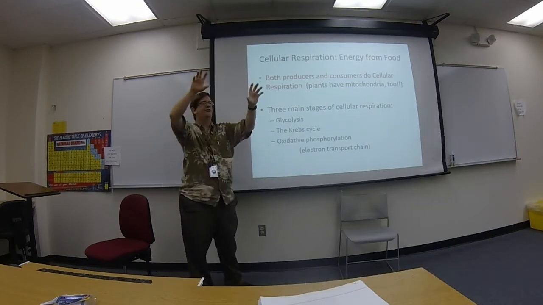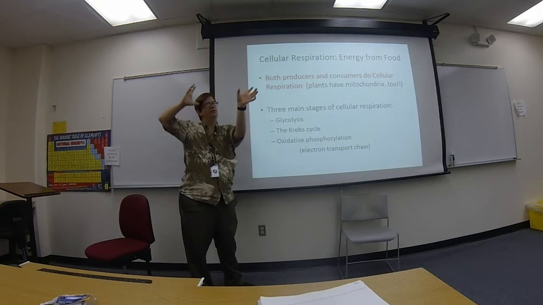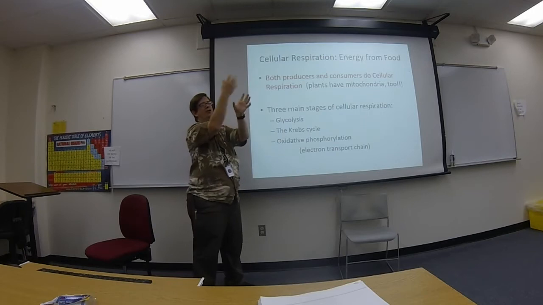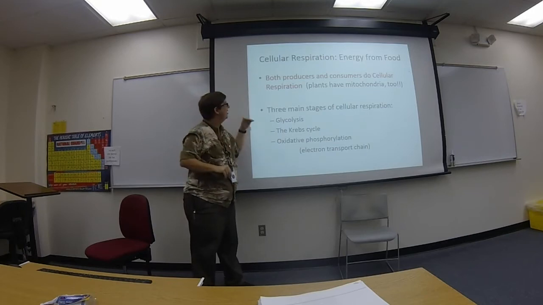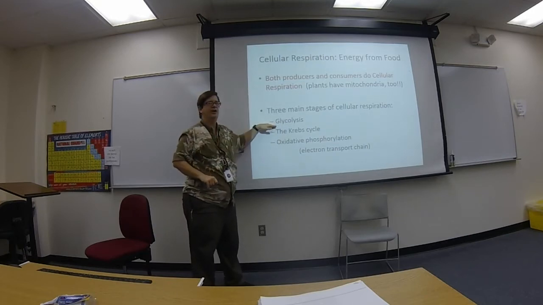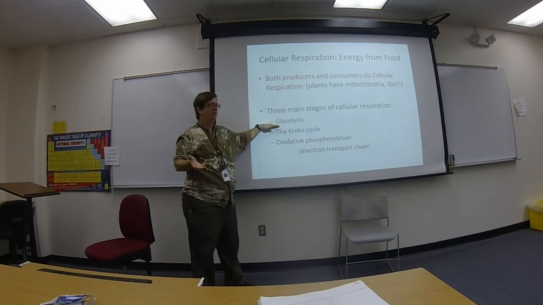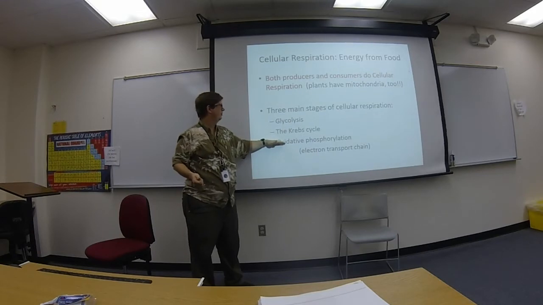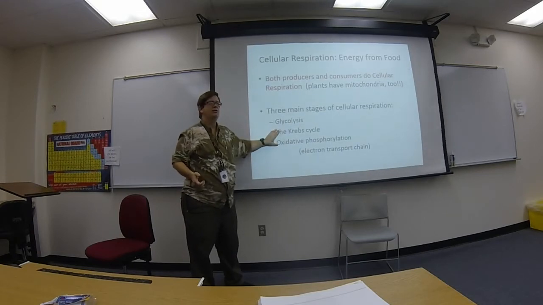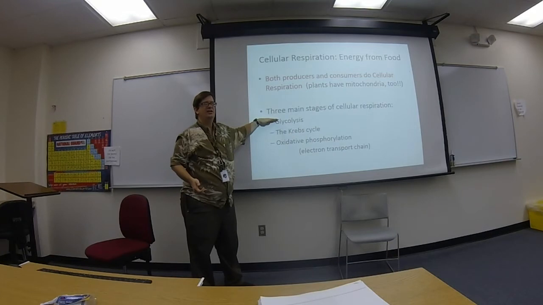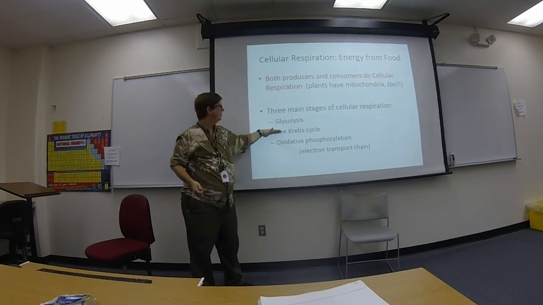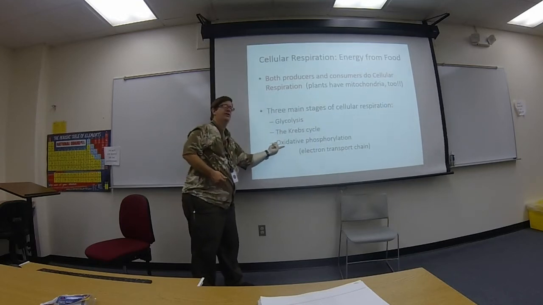Remember, cytoplasm is all the stuff between the nucleus and the plasma membrane. It's the liquid, the cytosol, and all the organelles in it, right? Cytosol is where glycolysis happens. It happens in the liquid of the cell. The Krebs and the oxidative that we're about to talk about happen in the mitochondria. Glycolysis does not need oxygen. Krebs needs oxygen to happen. Oxidative phosphorylation needs oxygen. That's what the oxidative means.